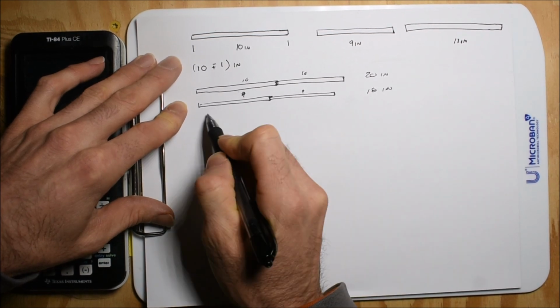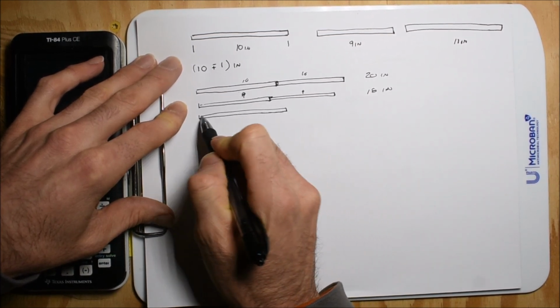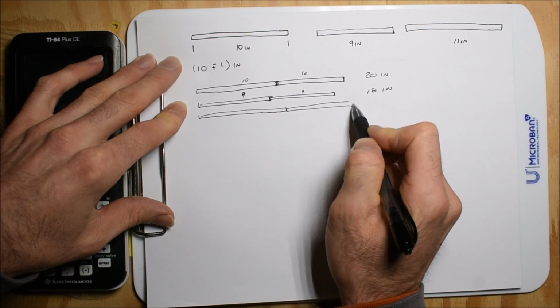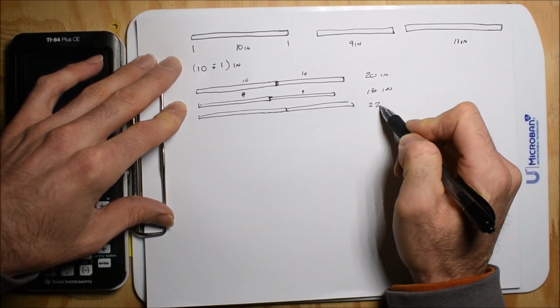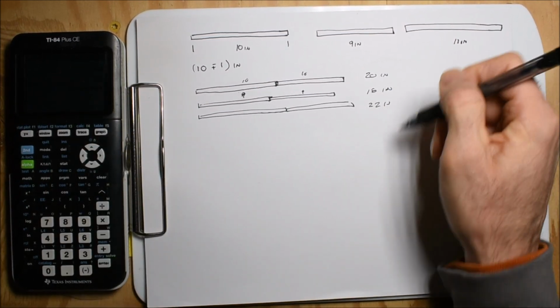So I think we kind of get that. This might be 11, so you might be adding 2 11s together, and you'd get 22 inches. There you go, there's your plus or minus.